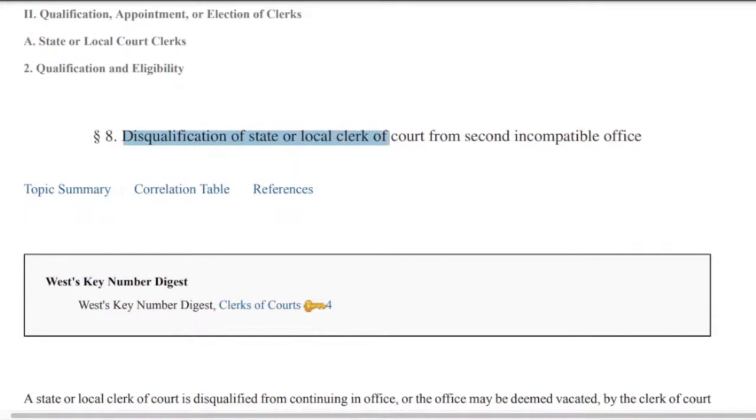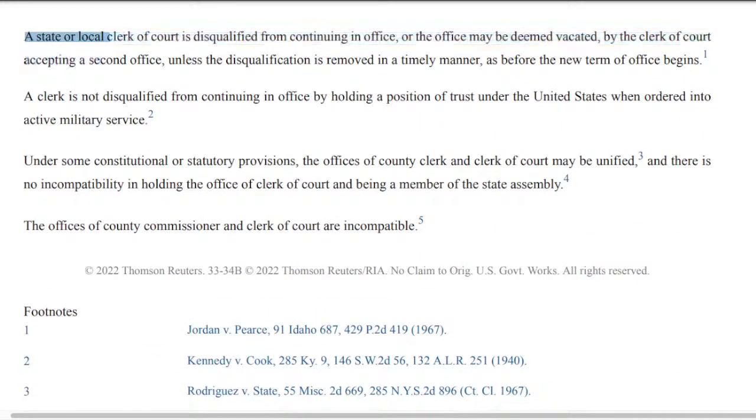Disqualification of state or local clerk of court from second incompatible office. A state or local clerk of court is disqualified from continuing in office, or the office may be deemed vacated, by the clerk of court accepting a second office, unless the disqualification is removed in a timely manner, as before the new term of office begins. A clerk is not disqualified from continuing in office by holding a position of trust under the United States when ordered into active military service. Position of trust, that's kind of a strange one there. Number 2, that's Kennedy versus Cook, 1940.